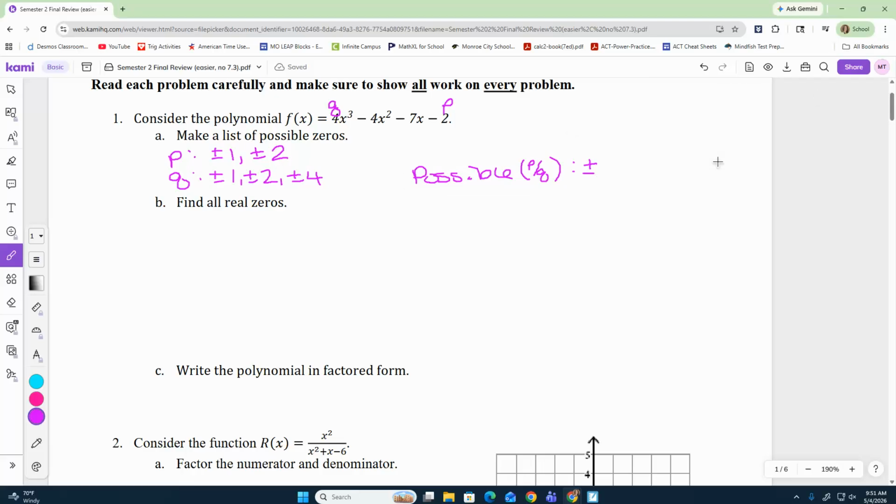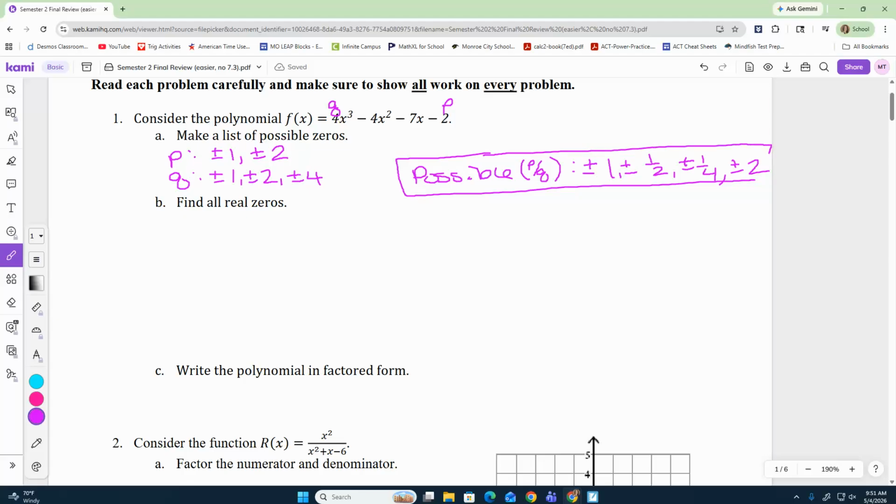So 1 over 1 is 1. 1 over 2. 1 over 4. 2 over 1 is 2. I have it. Or, sorry, I don't have it. I need to add that. 2 over 2 is 1. I have that. 2 over 4 is a half. And I have that. So this is my possible zeros.